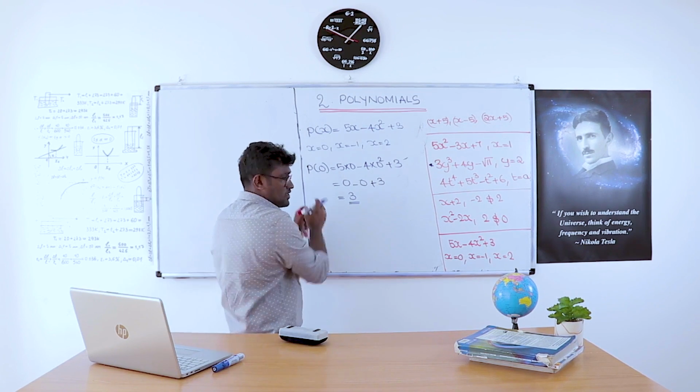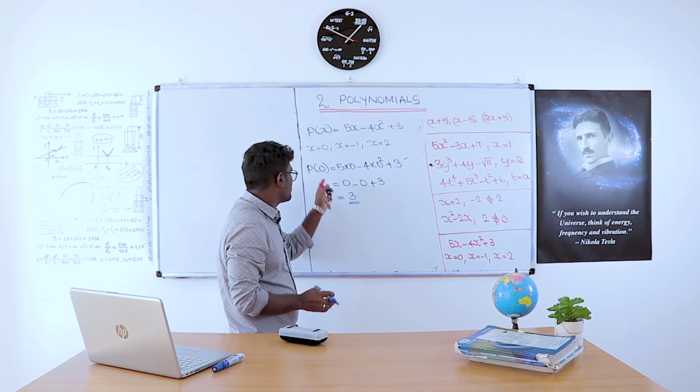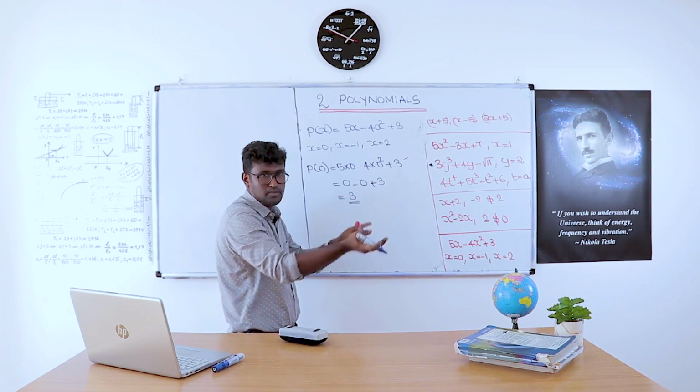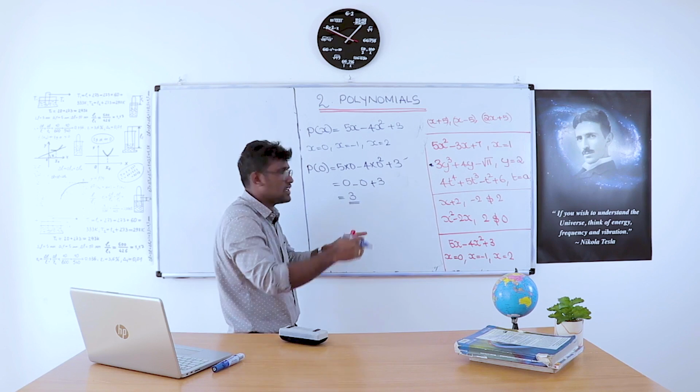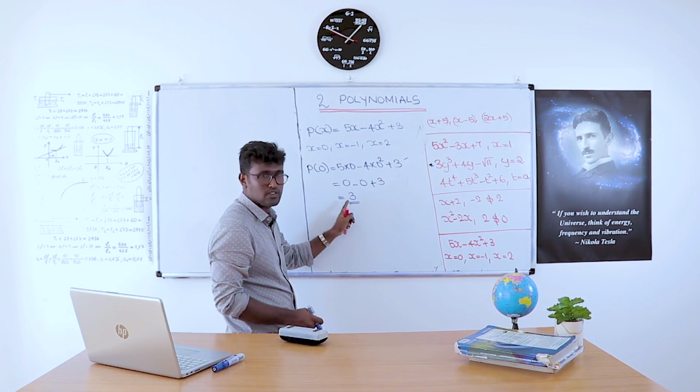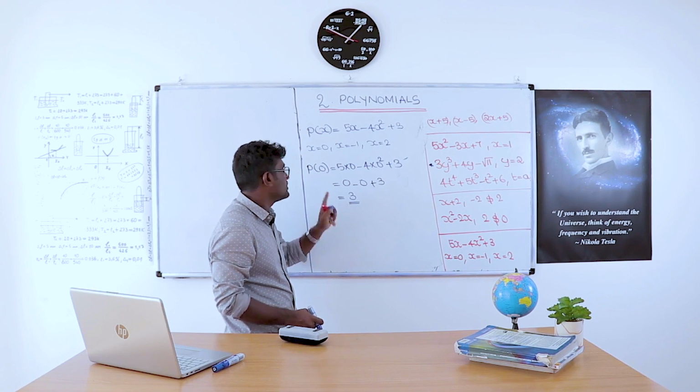From this it will be a hint that for any polynomial, if we insert the value 0, it may or may not become 0. There is no compulsory condition that it will become 0. Here the value is 3, that means it is not equal to 0.